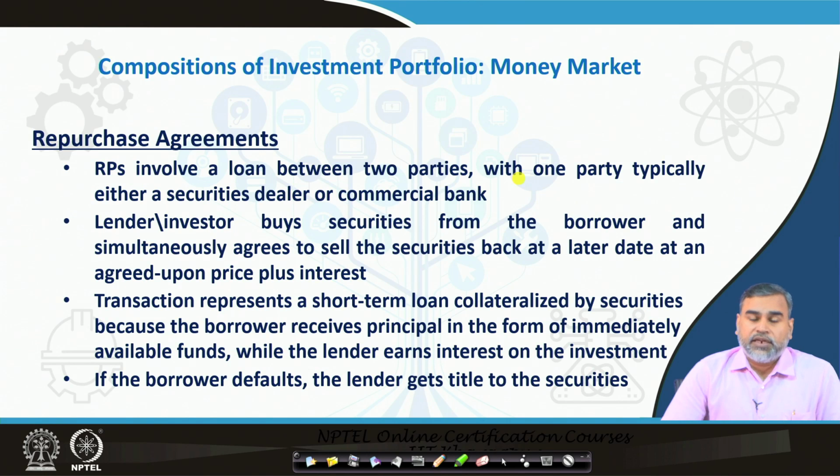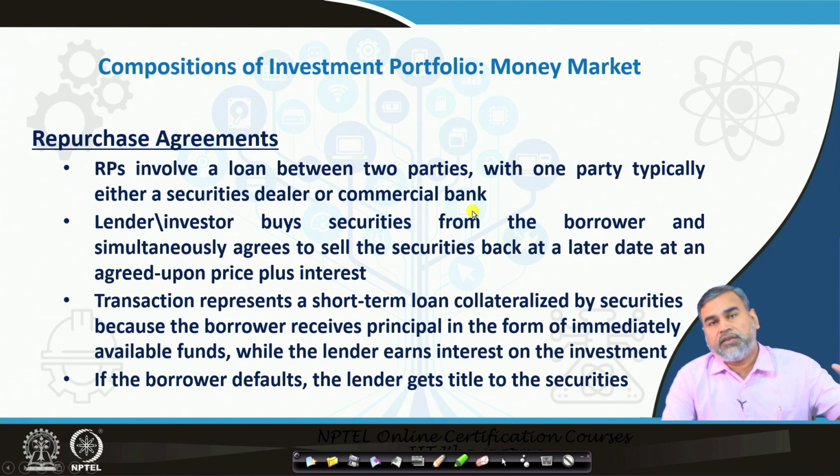The transaction basically represents a short term loan collateralized by securities, because the borrower receives principal in the form of immediately available funds, while the lender earns interest on the investment. If the borrower defaults, the lender gets title to these securities. So, this is a kind of investment the commercial banks can make whenever they park funds, and against that they get some interest on a periodical basis from the depositor.